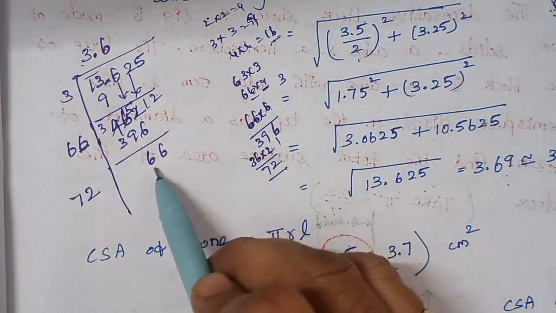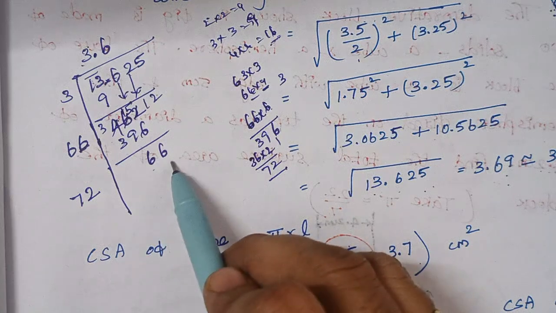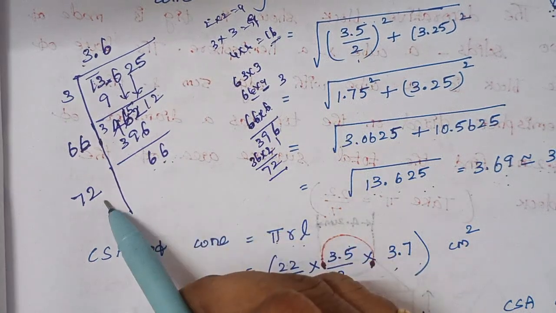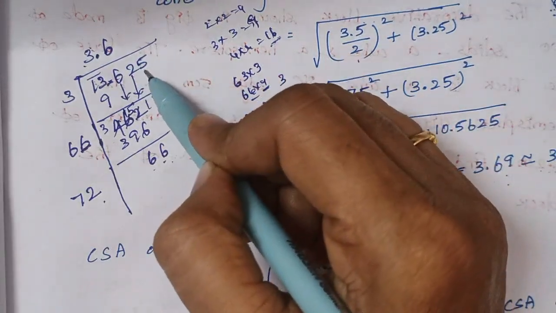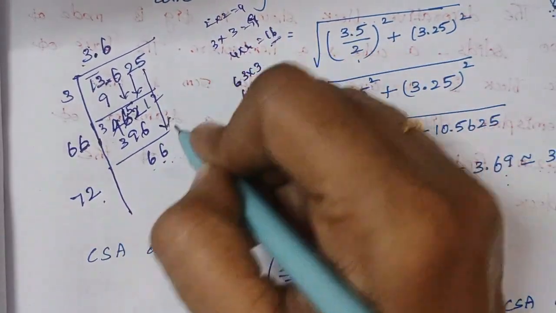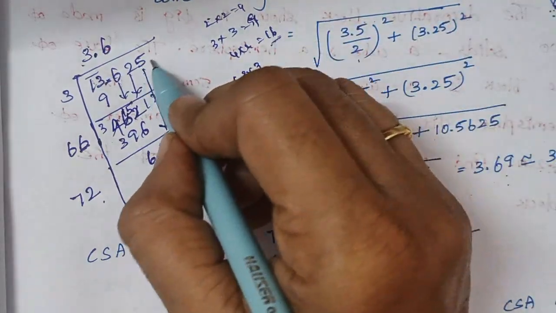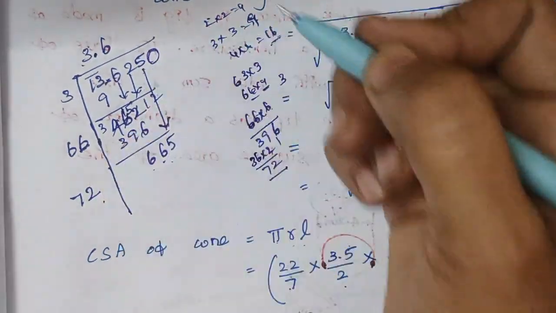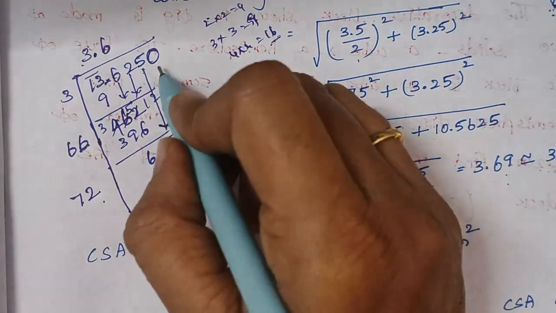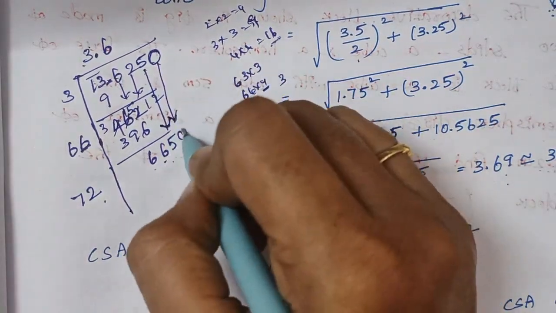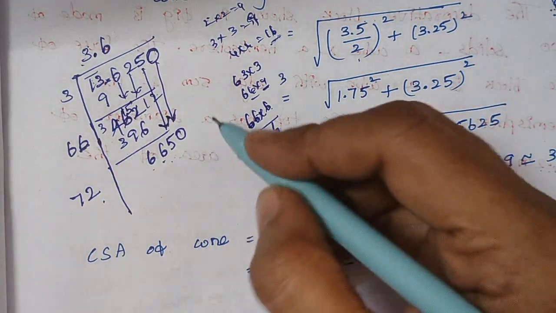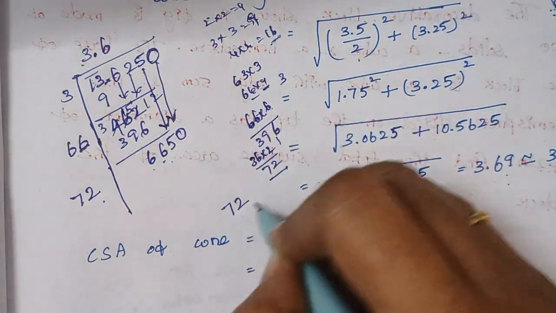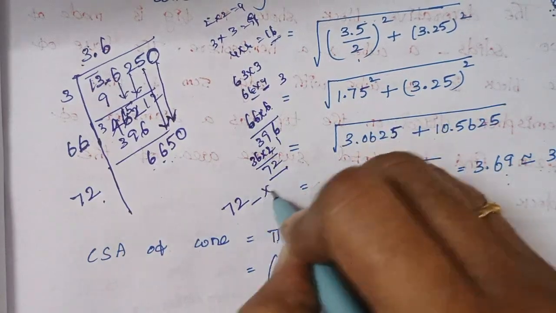You see here the number is 66. This is comparatively a smaller number when compared to 72, right? And here we are having only 5, right? So just bring this 5 down. Since we don't have any numbers at the back, you just add 0, right? So now bring this 0 also down. So now the number is 6650, right? Again, in the same way, here we are having 72, right?